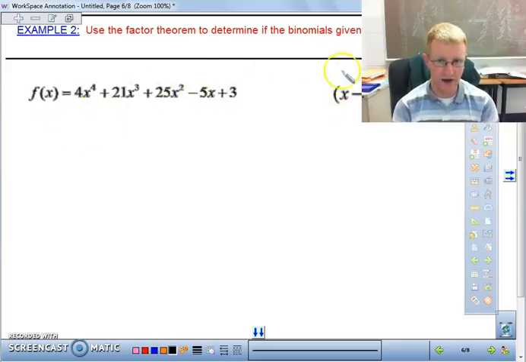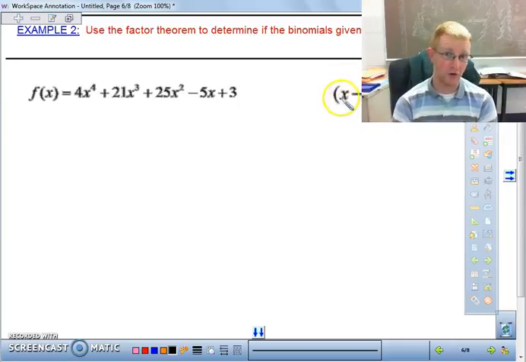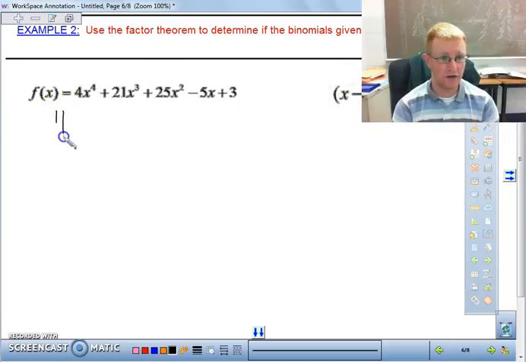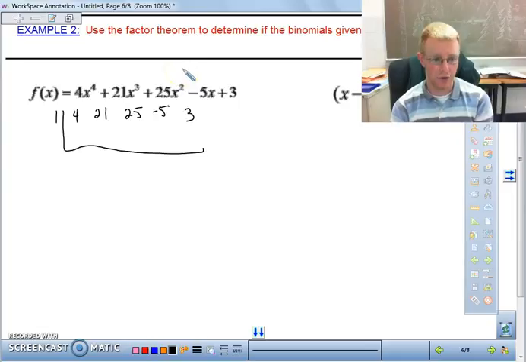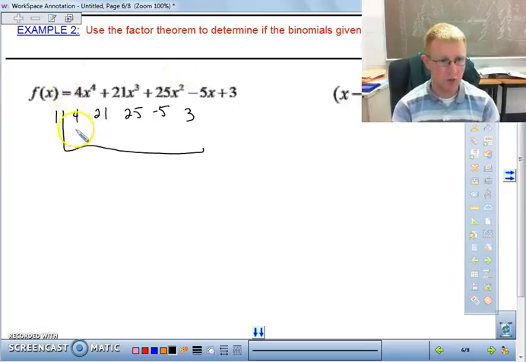When you synthetically divide, you need to use the 0, not the value that's here. So the 0 here would be 1. So when I synthetically divide this, 1 is going to go on the outside. We have 4, 21, 25, negative 5, and 3. Okay, so then we go through and do our synthetic division here. We bring down the 4.